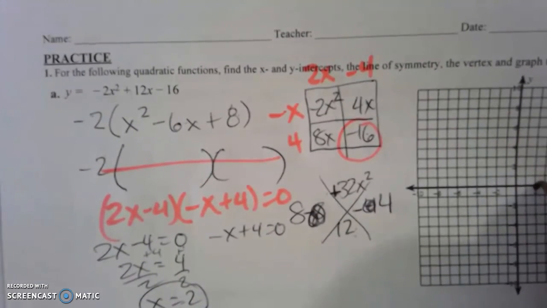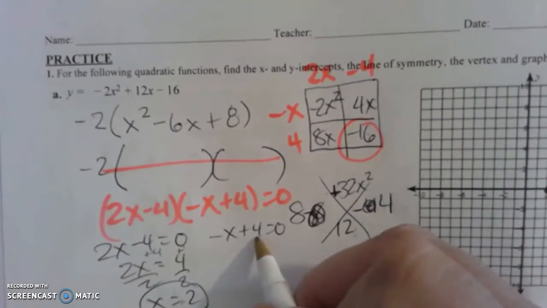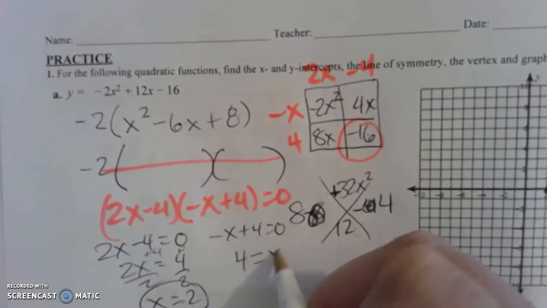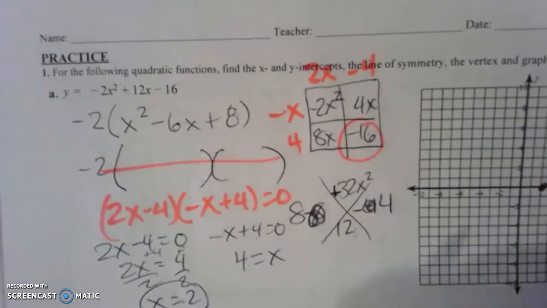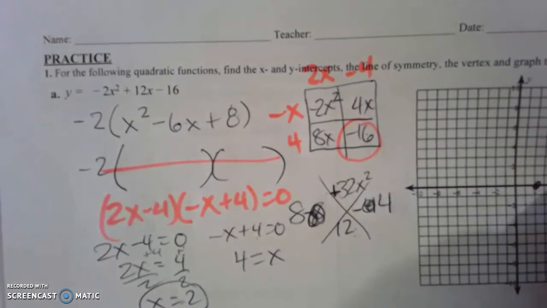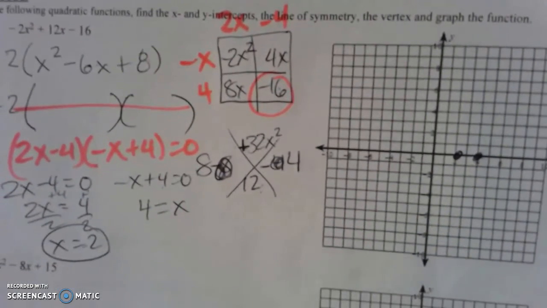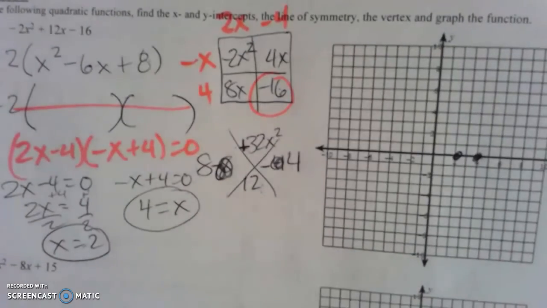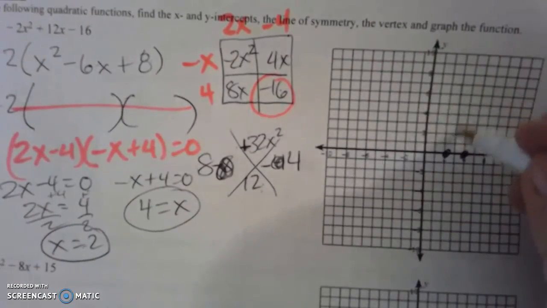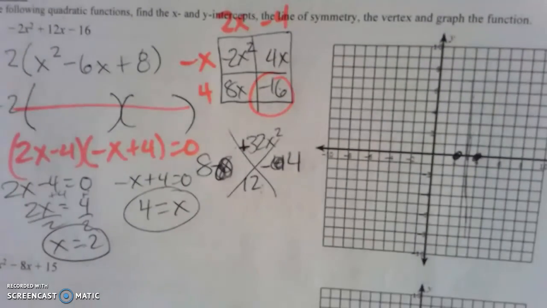So I know I'm going to touch it at 2. And then I'll add x so I get a positive. Just move that x and I get x equals 4. There's my x-intercepts. Now I know my line of symmetry is going to be right between them.